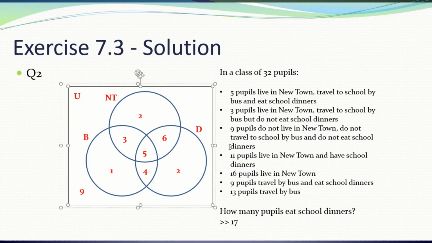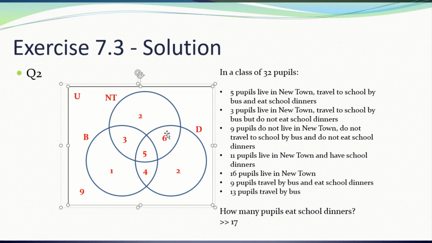9 people do not do, that means 9 is outside. 11 people live in Newtown and have school dinners. So they live in Newtown and they have school dinners, and they did not say "but not" or "only". So the "and" is the whole intersection, which is 11. If this whole intersection is 11, they already told you this is 5, so this should be 6.